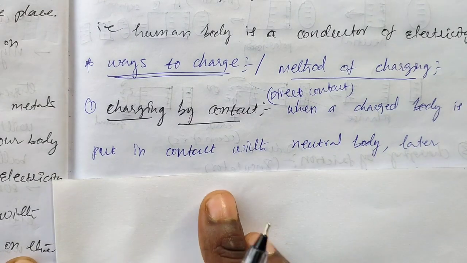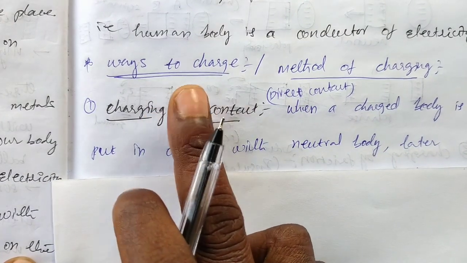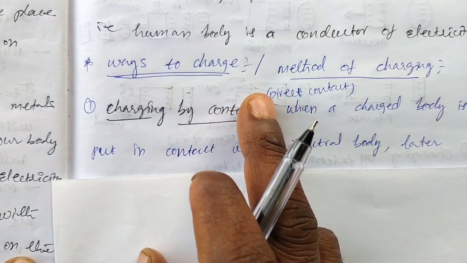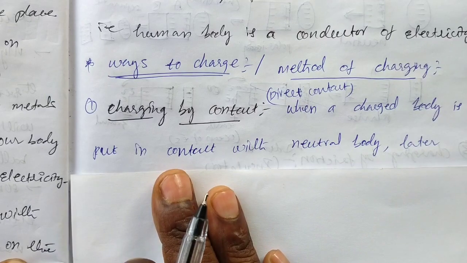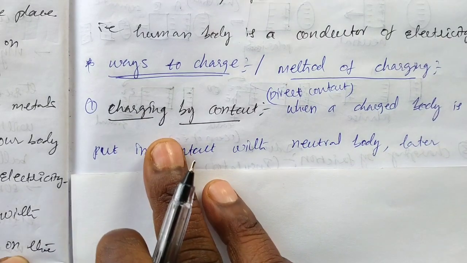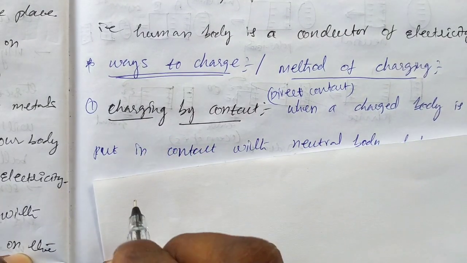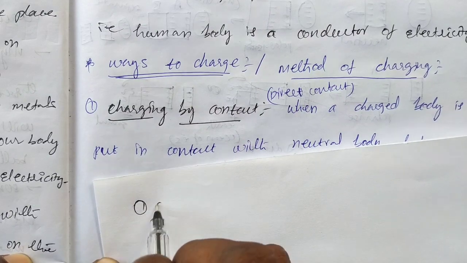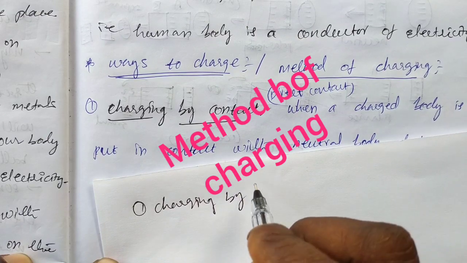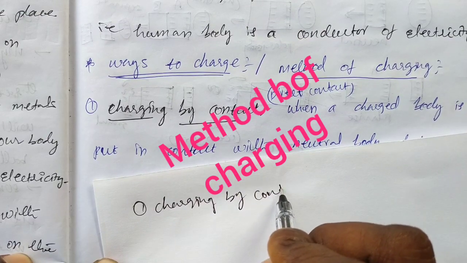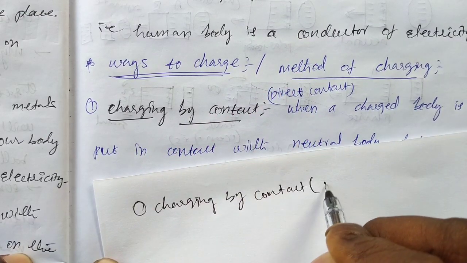Now we discuss the ways to charge, the methods of charging. There are ways, two or three ways. The first is charging by contact, that is, direct contact.